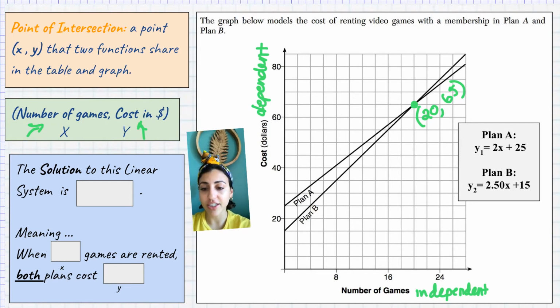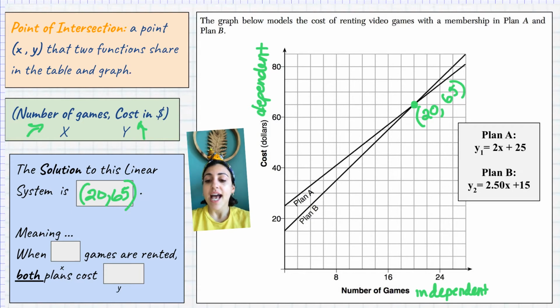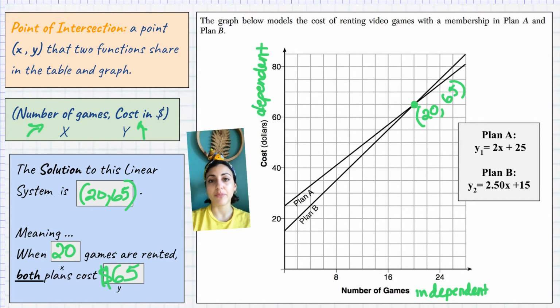The solution here is, like we said, (20, 65). That's where the system intersects. And then the meaning is, well, when x games, so 20 games, are rented, both plans cost y, $65. And boom, you're done. So, little recap.